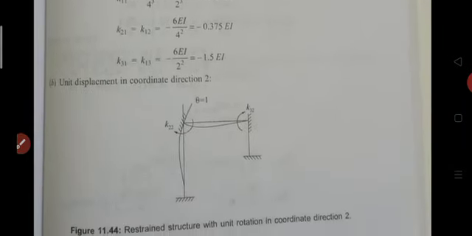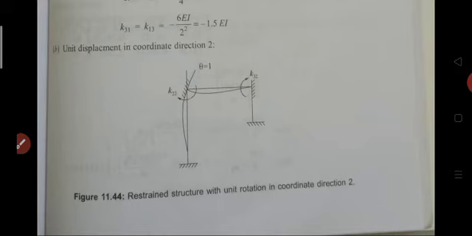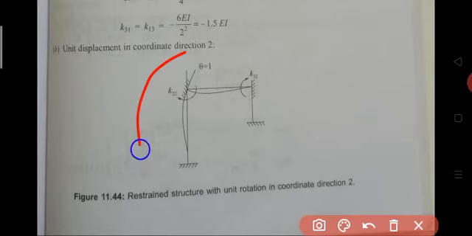Next, develop the second column of our stiffness matrix. For this, permit unit displacement in the second coordinate direction only. All other coordinate directions are restrained; only in the second coordinate direction we are permitting some unit rotation. This figure represents the deflected shape.